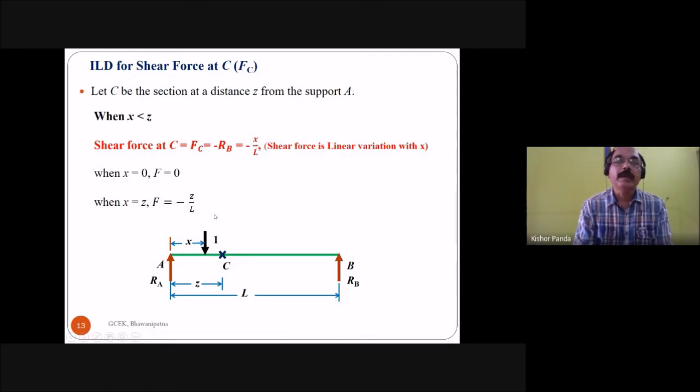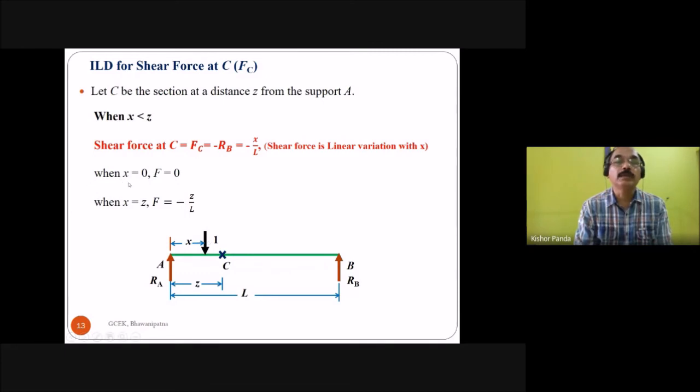And you can also find out for different positions of the unit load. This load is present on the left side of C, so you have to consider this load between A and C. When the unit load is present at A, that is for X equal to 0, what is the shear force? And when X is equal to Z, what is the shear force? That you have to find out.